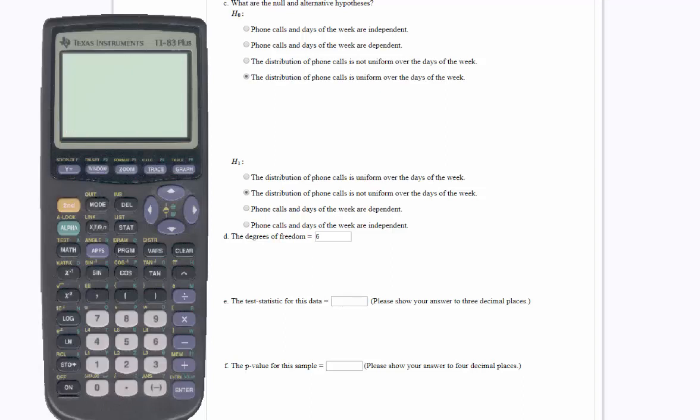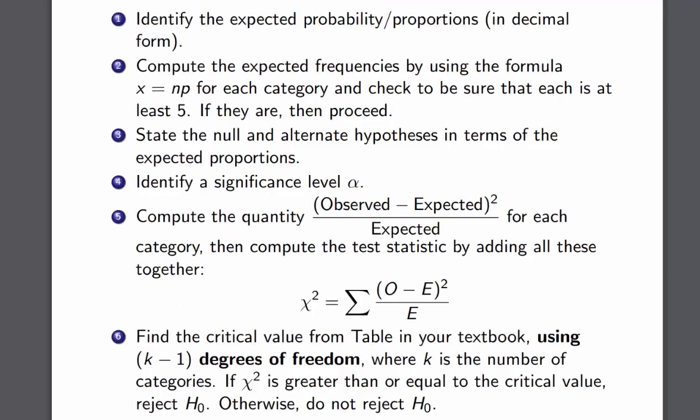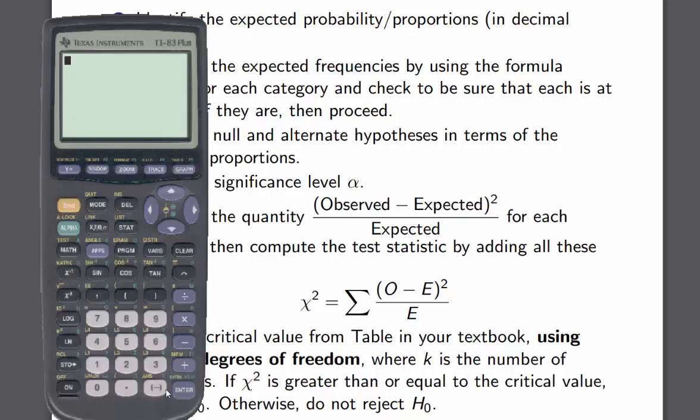So what we're going to do, we're going to follow the following rule, okay? We need to compute this quantity right here. It's the summation of observed minus expected squared divided by expected, okay? And we're not going to have to do it by hand. The calculator will tell us how to do it.